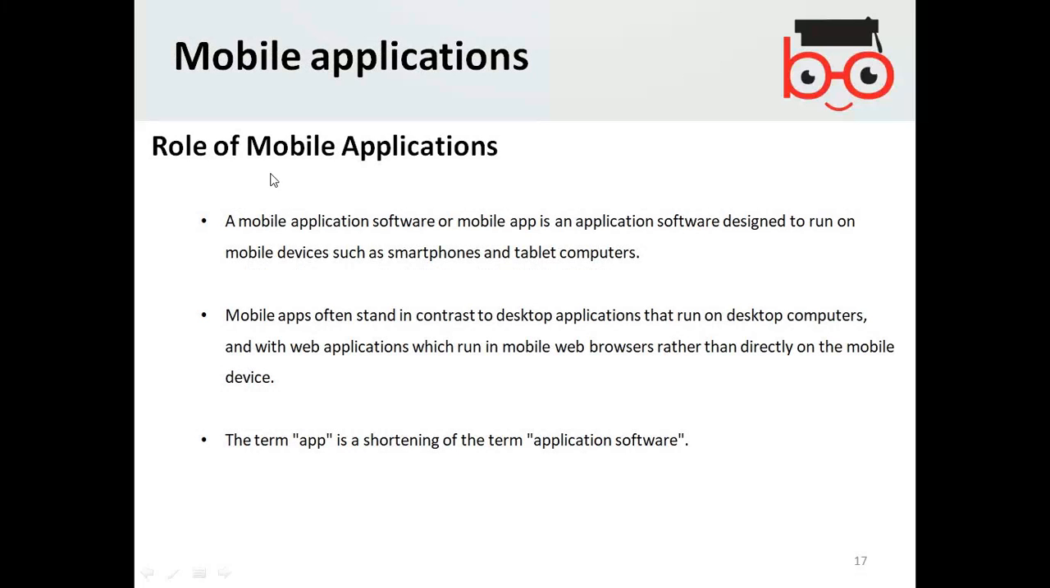Okay. Now, role of mobile applications. A mobile application software, or mobile app. Have you heard about mobile apps? Yes. Like, you use in Apple or Android, these are called apps. A mobile app is an application software designed to run on mobile devices such as smartphones and tablet computers. Mobile apps often stand in contrast to desktop applications that run on desktop computers, and with web applications which run in mobile web browsers rather than directly on mobile devices. The term is a shortening of the term application software. So simply the apps that you use are called application software for mobiles.